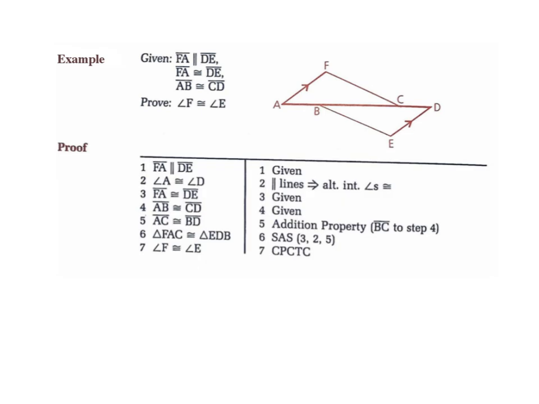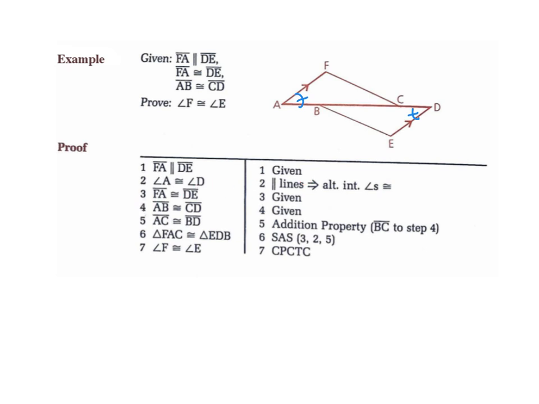So here is the answer. It says that FA is parallel to DE. That's given. Based on that information, I know that angle A is congruent to angle D. They are actually alternate interior angles. So my reason here says if parallel lines, then alternate interior angles are congruent.